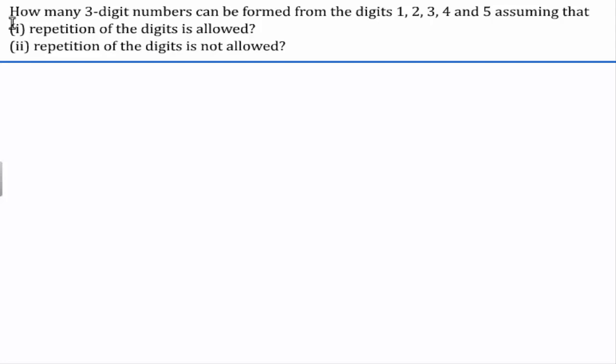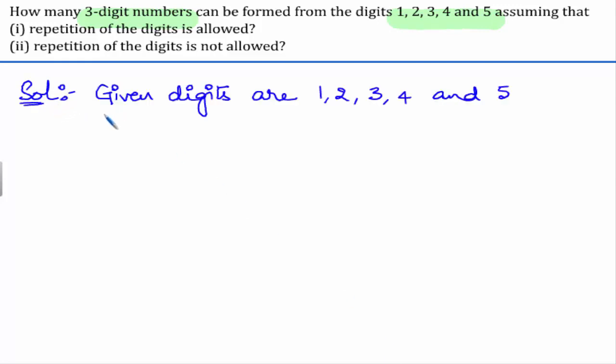In this problem, you need to find out the number of 3-digit numbers that can be formed using the digits 1, 2, 3, 4 and 5, assuming that repetition of the digits is allowed and repetition of the digits is not allowed. Let's see the solution of this problem, how we shall proceed with this. Now we shall write down the given data. Given digits are 1, 2, 3, 4 and 5.